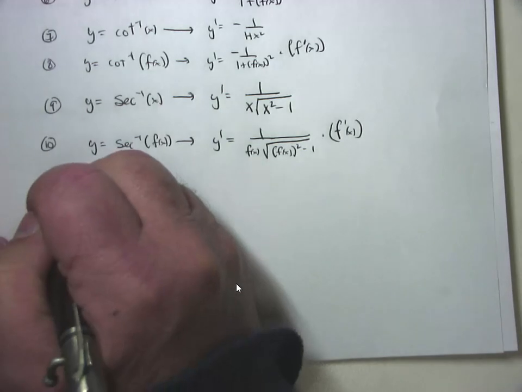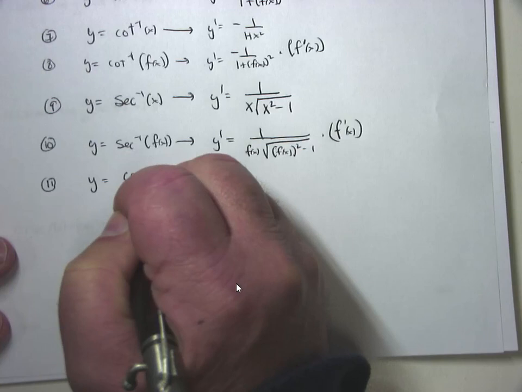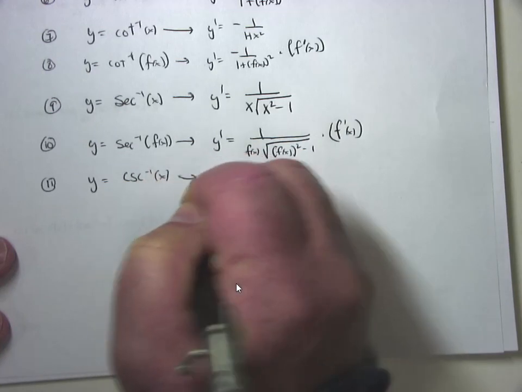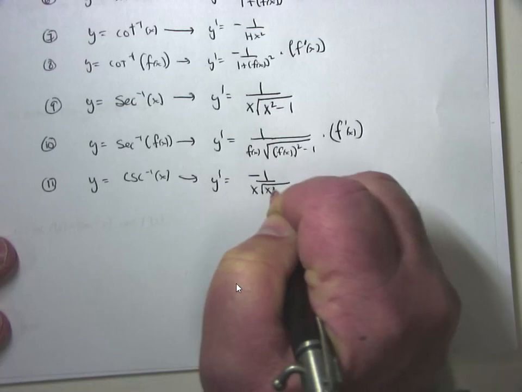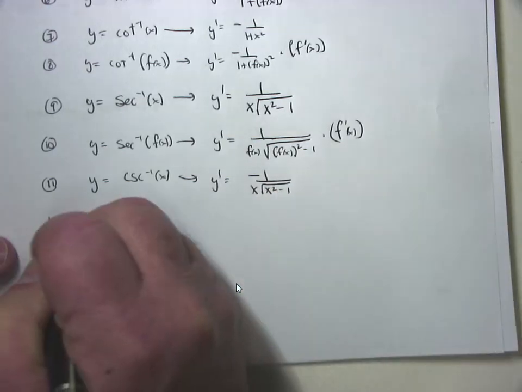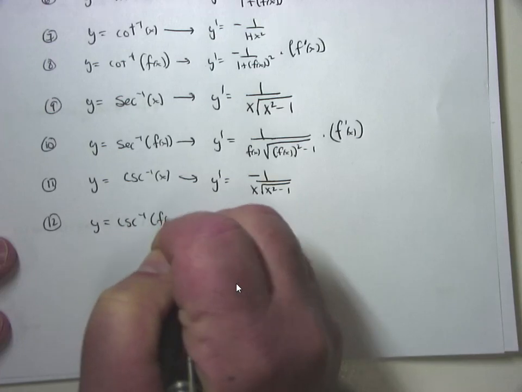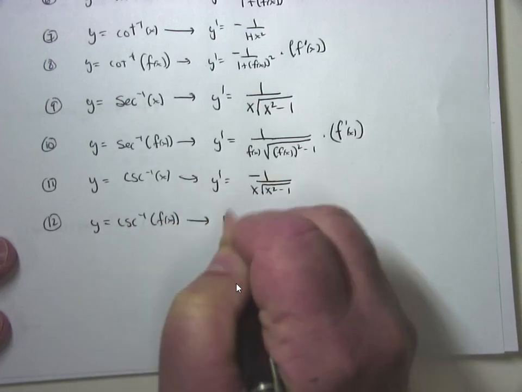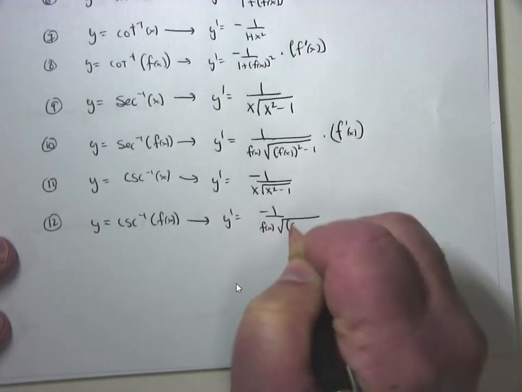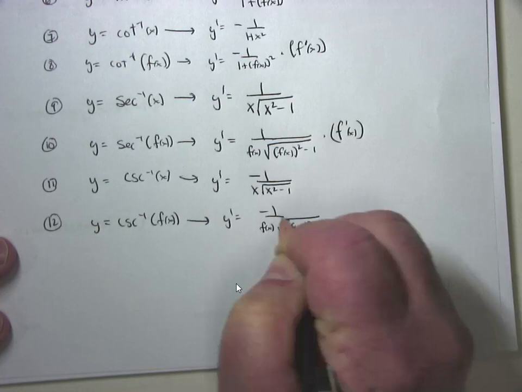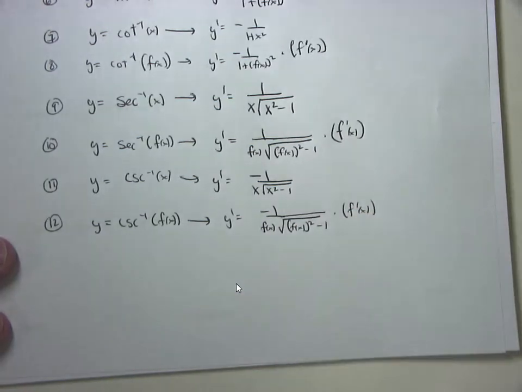And then you get 2 more for free. If y equals the cosecant inverse of x, being a cofunction, y prime is going to be negative 1 over x times the square root of x squared minus 1. And then number 12, if y equals the cosecant inverse of a function, something other than x, then y prime equals negative 1 over the function times the square root of the function squared minus 1 times the derivative of the inside.